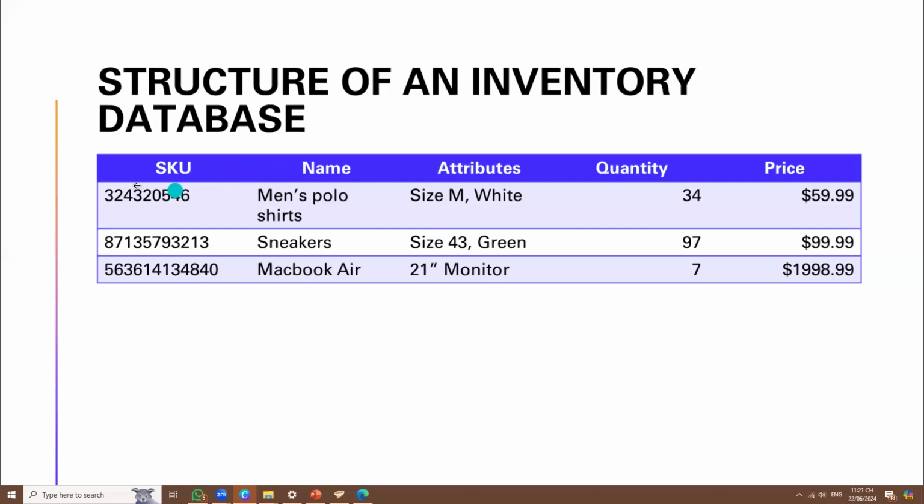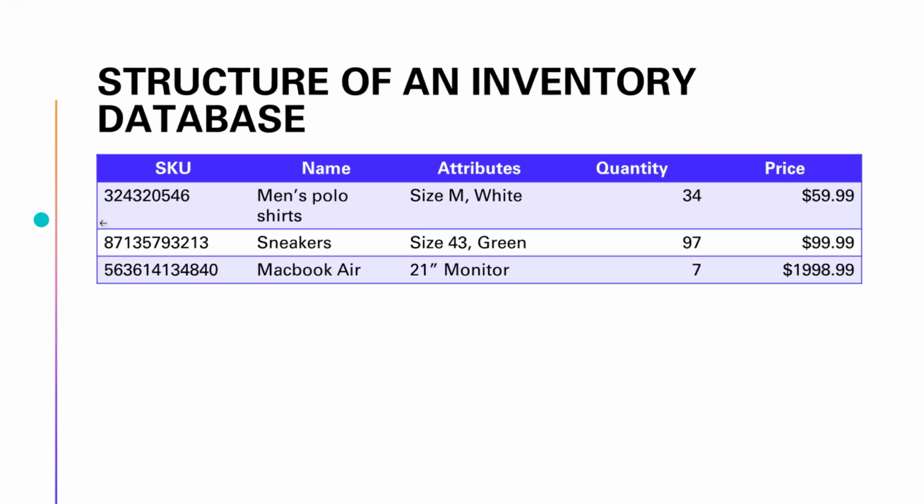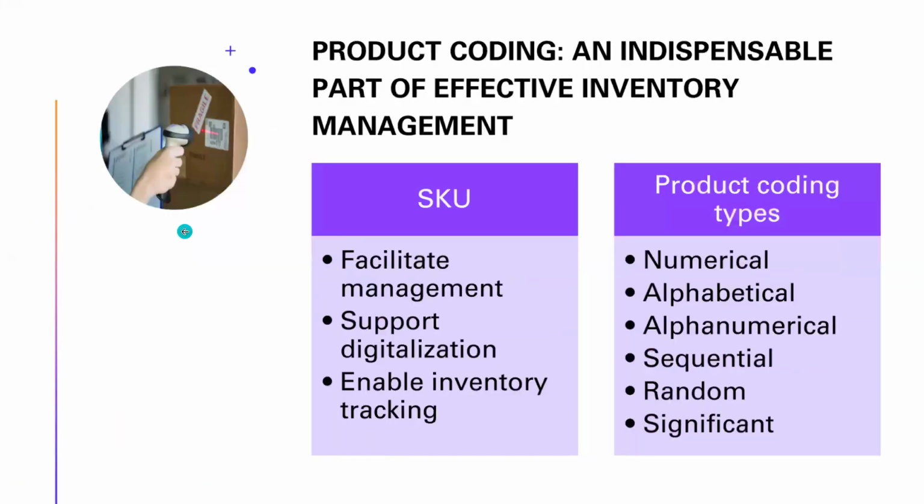When I have the SKU, it works like a key ID for my database. When I search for my item, I can just use the SKU and it jumps directly to the item and indicates the quantity left in the inventory, as well as the price and other information. So SKU is necessary.